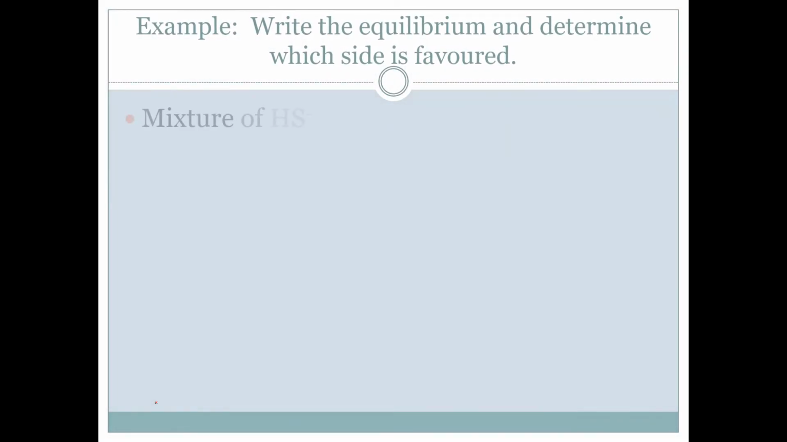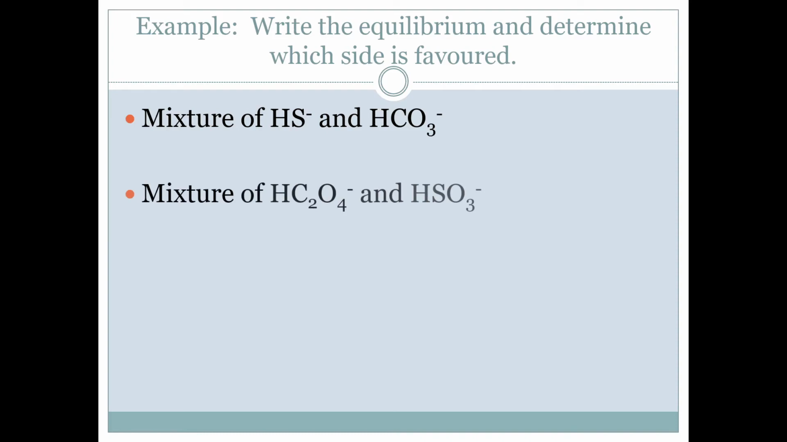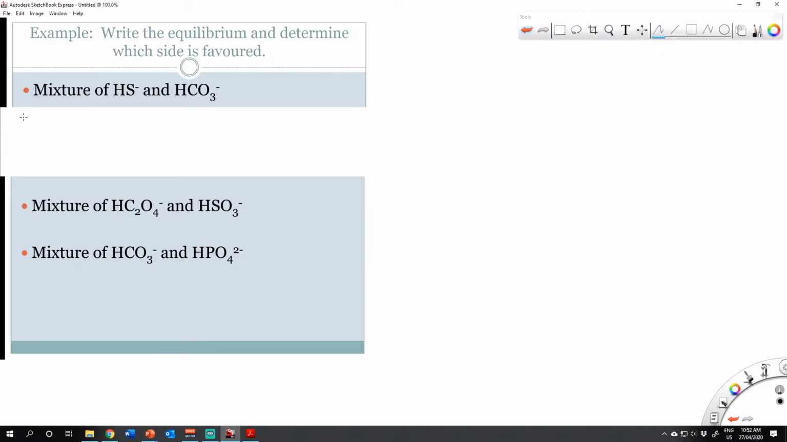Alright, so here's an example. I think there are 3 examples here I want to illustrate. We're going to mix several different substances, and we're going to determine which side of the equilibrium is favored. All right, so let's start with this first one. We have HS- plus HCO3-, and this is going to form an equilibrium.